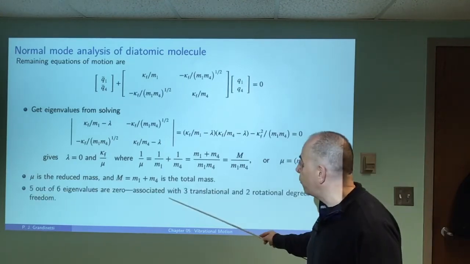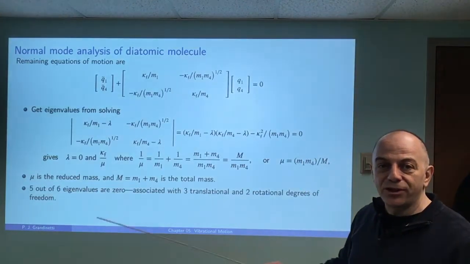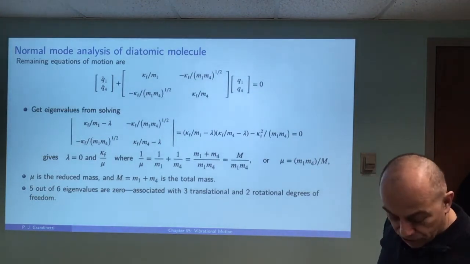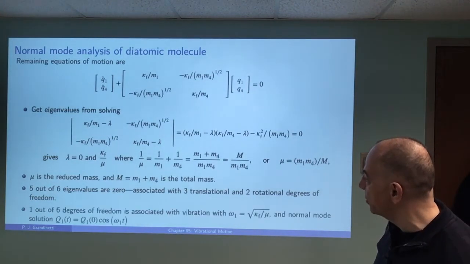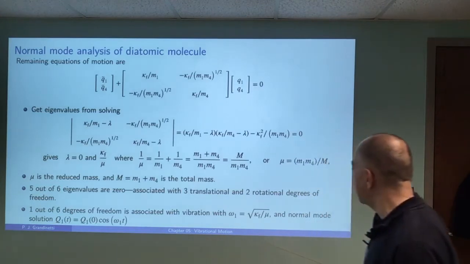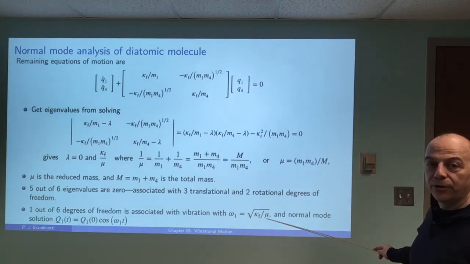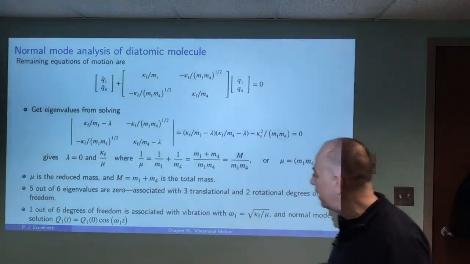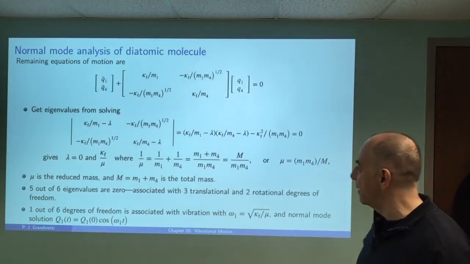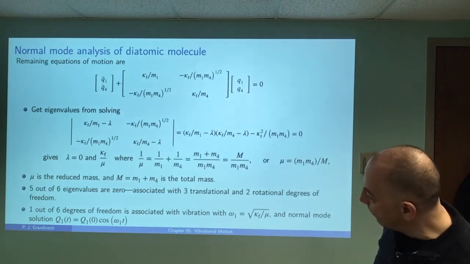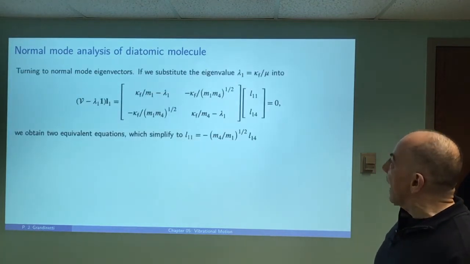So, as I said before, 5 out of the 6 eigenvalues are 0, as we expected, and those are associated with translation and rotation. And 1 of the 6 is associated with vibration, and it has a frequency of square root of kappa F over mu, exactly what we had found before, and the normal mode solution is here, just like we've found.